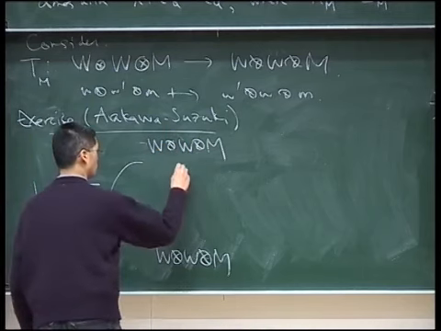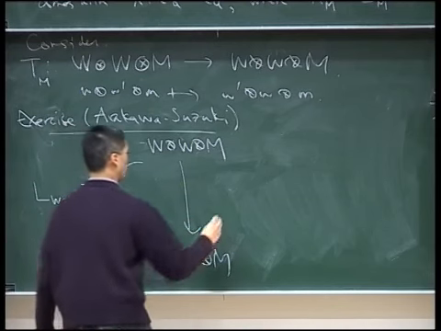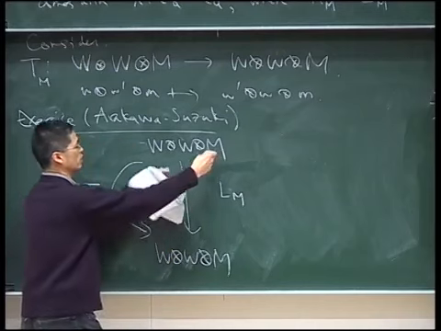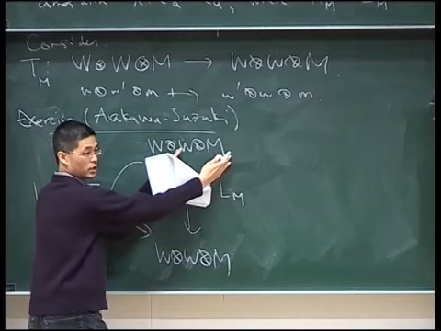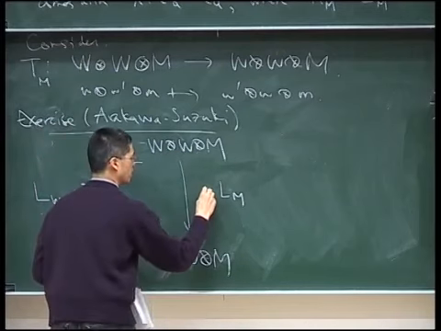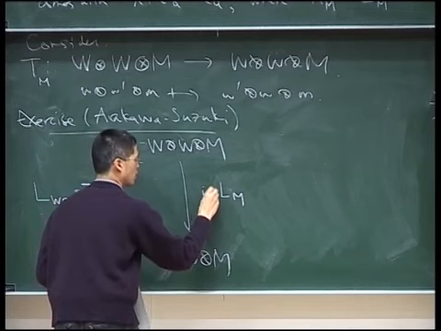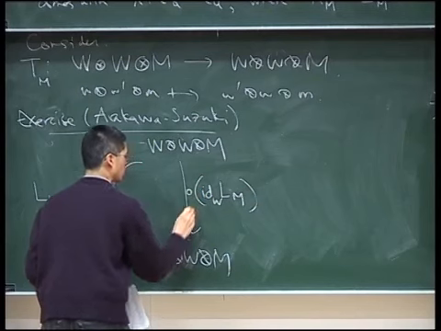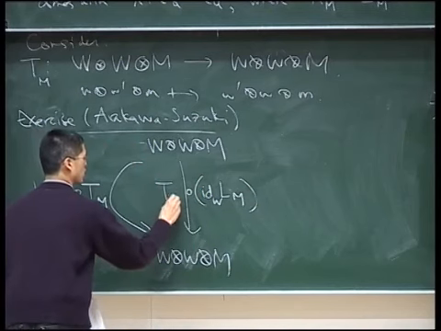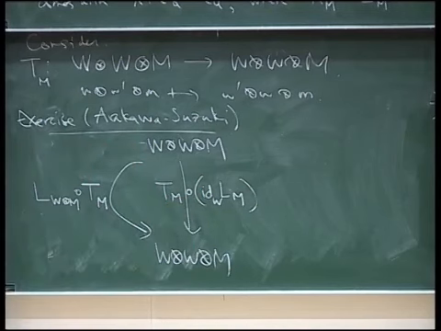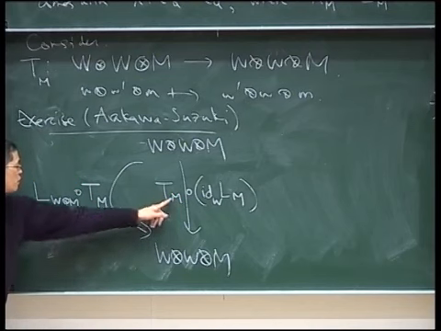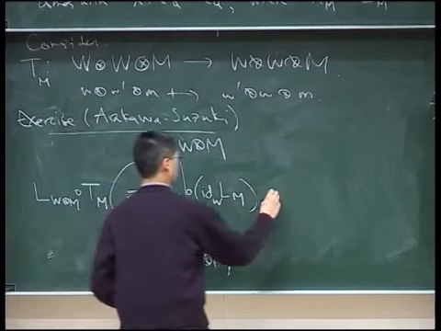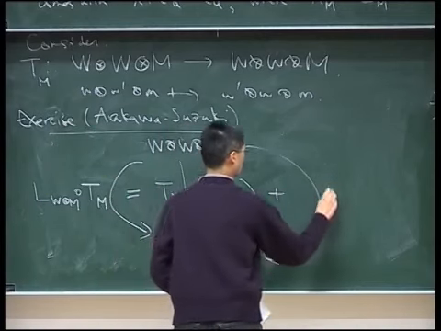We could also take the endomorphism L_M of just W tensor M, and then extend it by the identity on W, and compose that with, again, T. And it turns out that these 2 differ by the identity map on this module.